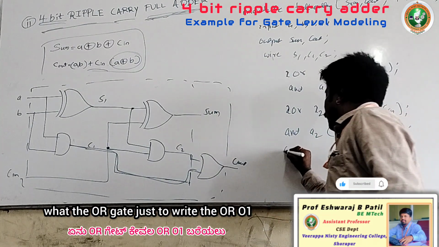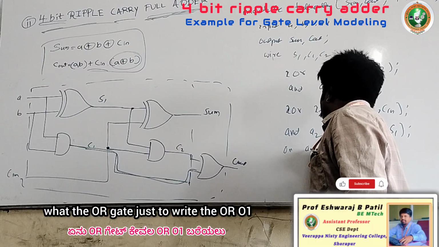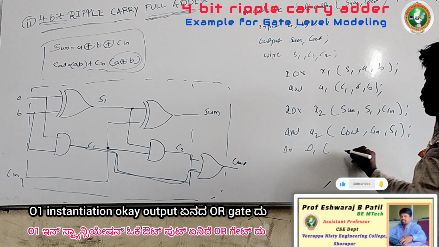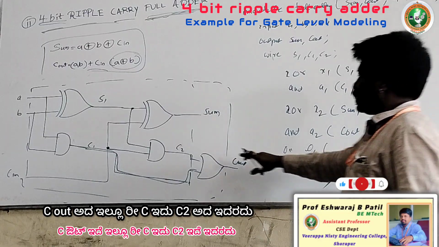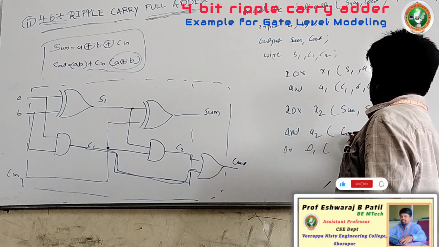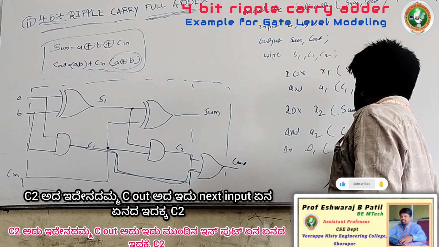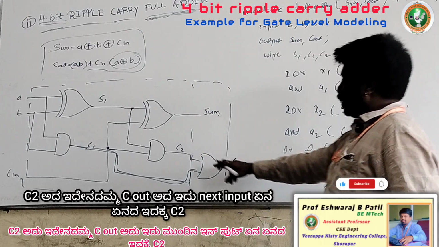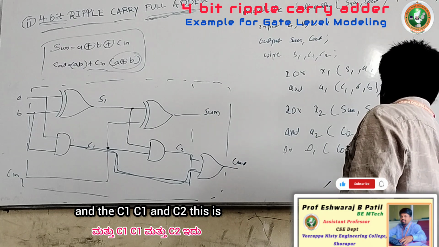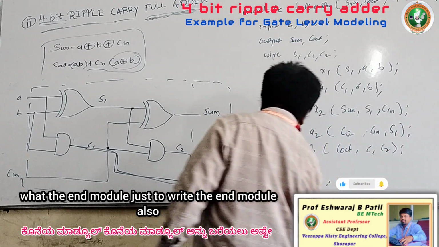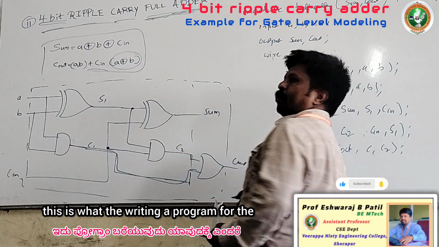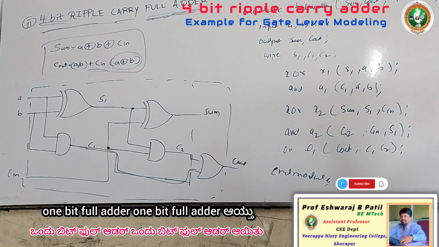Okay, next is the OR gate. Just write the OR instantiation O1. The output of the OR gate is Cout, and the inputs are C1 and C2. This is the end module. Just write endmodule also. This is how we write a program for the 1-bit full adder.